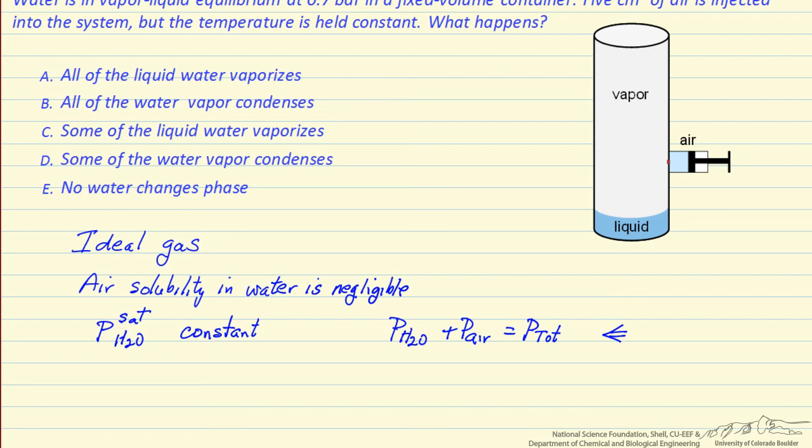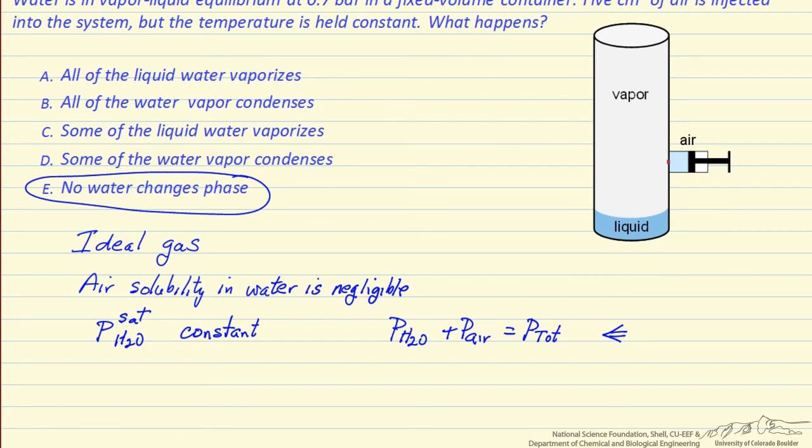We haven't changed the fugacity, or the chemical potential of water in the vapor phase, by adding air to it. So there's no driving force for that water in the vapor phase to condense, nor is there a driving force for more water in the liquid phase to evaporate, which would say that in the system, no water changes phase.